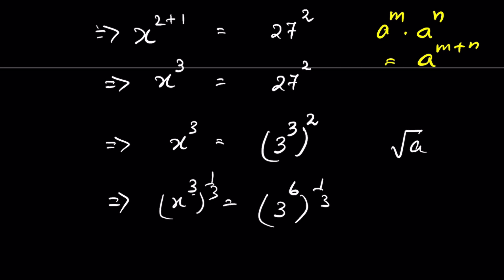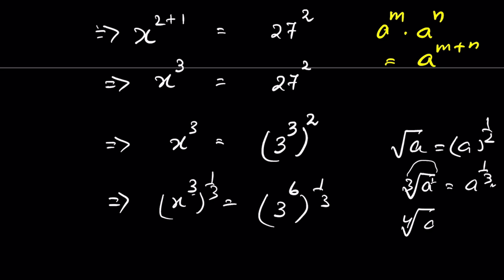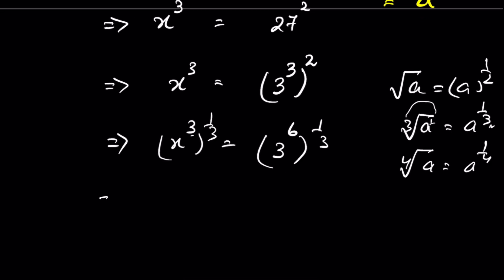Now square root means a is raised to the power of 1 upon 2. So cube root means a is raised to the power of 1 upon 3. It means here exponent is 1 and this 3 comes to the numerator, so 1 upon 3. Fourth root of a means a is raised to the power of 1 upon 4 and so on. So cube root means power of 1 upon 3.